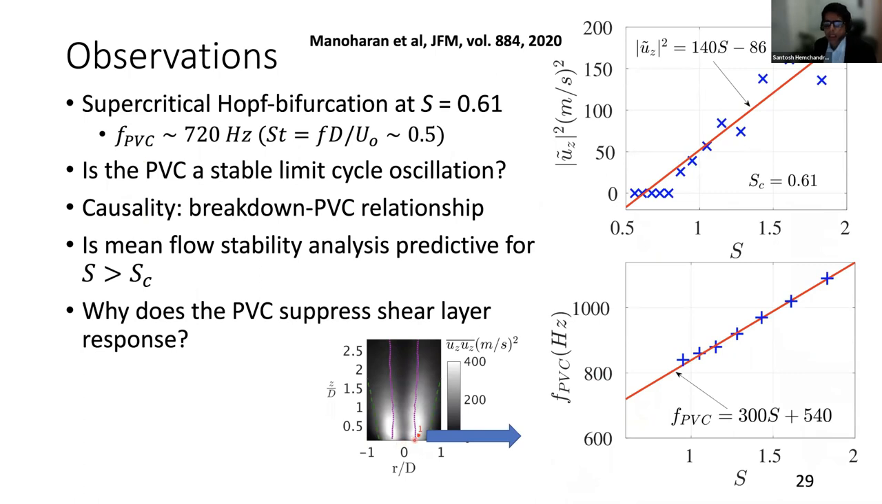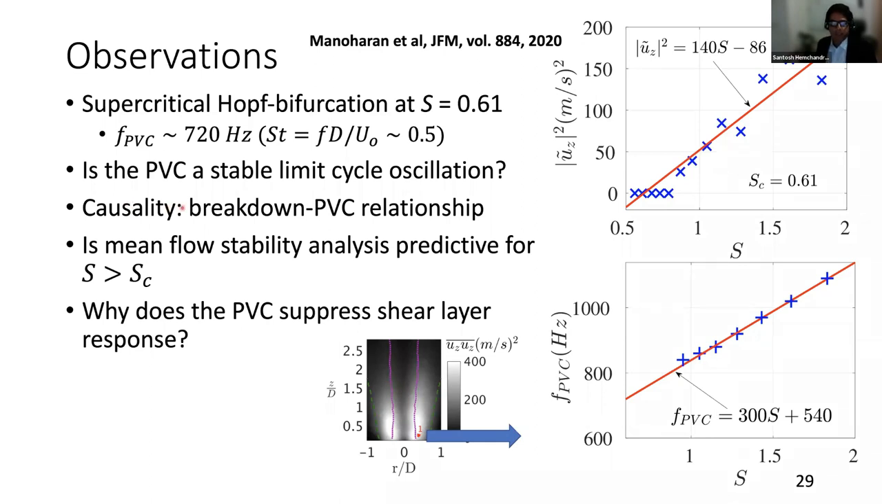Now, if you extract the time series at a point here, one, just downstream of the nozzle exit plane, shown here, and plot the amplitude at the peak frequency from the Fourier transform of the data, and also the frequency of the amplitude peak as a function of swirl number, you see that the PVC frequency varies linearly, and you see that its amplitude squared varies linearly. So essentially, this shows that at some critical swirl in the flow, you're getting a Hopf bifurcation that then suggests that the PVC is a stable limit cycle oscillation.